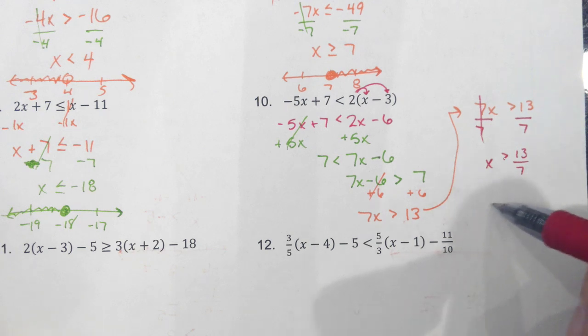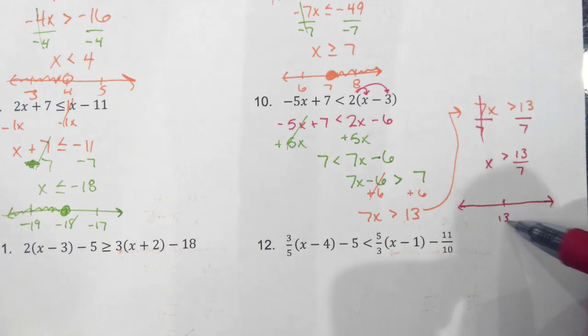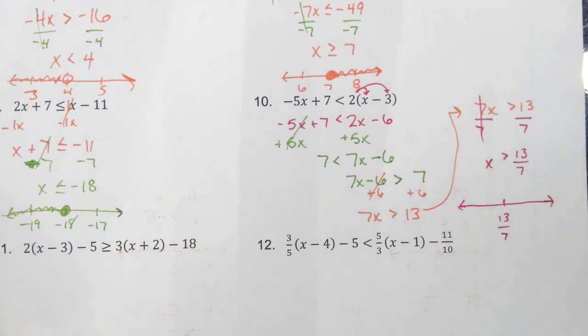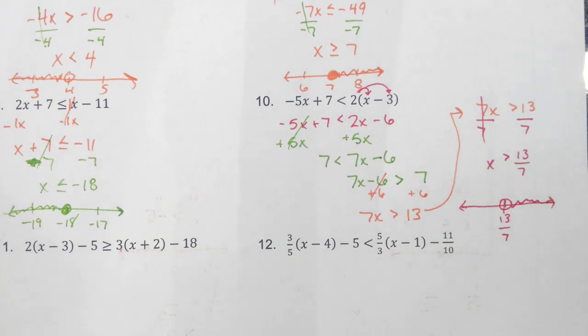Now, how do you put that on a number line? Well, in this case, I would just put 13 over 7 in the middle of the number line. I wouldn't worry about numbers to the left or right of it. And I would just put an open circle and shade to the right. So that's how you do it if you get a weird answer like that.